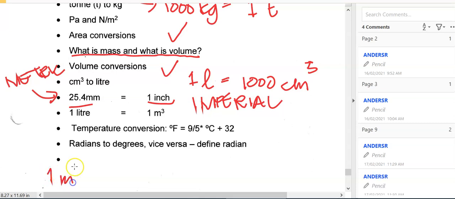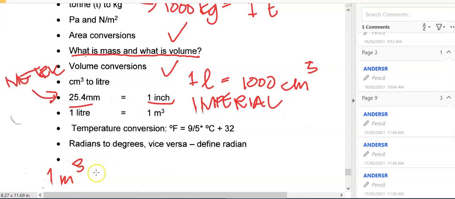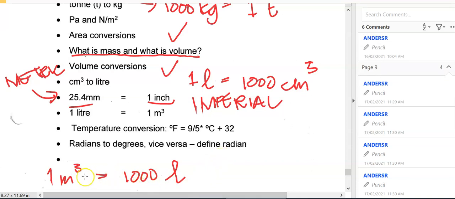1 cubic meter. Sorry, 1 cubic meter, so m³ is equal to 1,000 liters. Okay, make a note there somewhere. Okay, let me just get this correct rather before we get it wrong. Right, there we go. Okay, 1,000 liters is equal to 1 cubic meter, and 1 liter is equal to 1,000 cubic centimeters. Okay, make a note, learn them, because if they come up, you know what they are.